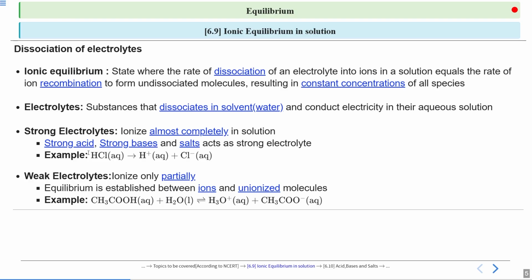Opposite to that, strong electrolytes have complete dissociation. So you can see it with a single right arrow, which indicates that the reaction is only going in the forward direction and there is no backward reaction. Is it clear? It is very important to understand this part. Then and only then will you get the idea of the whole ionic equilibrium.